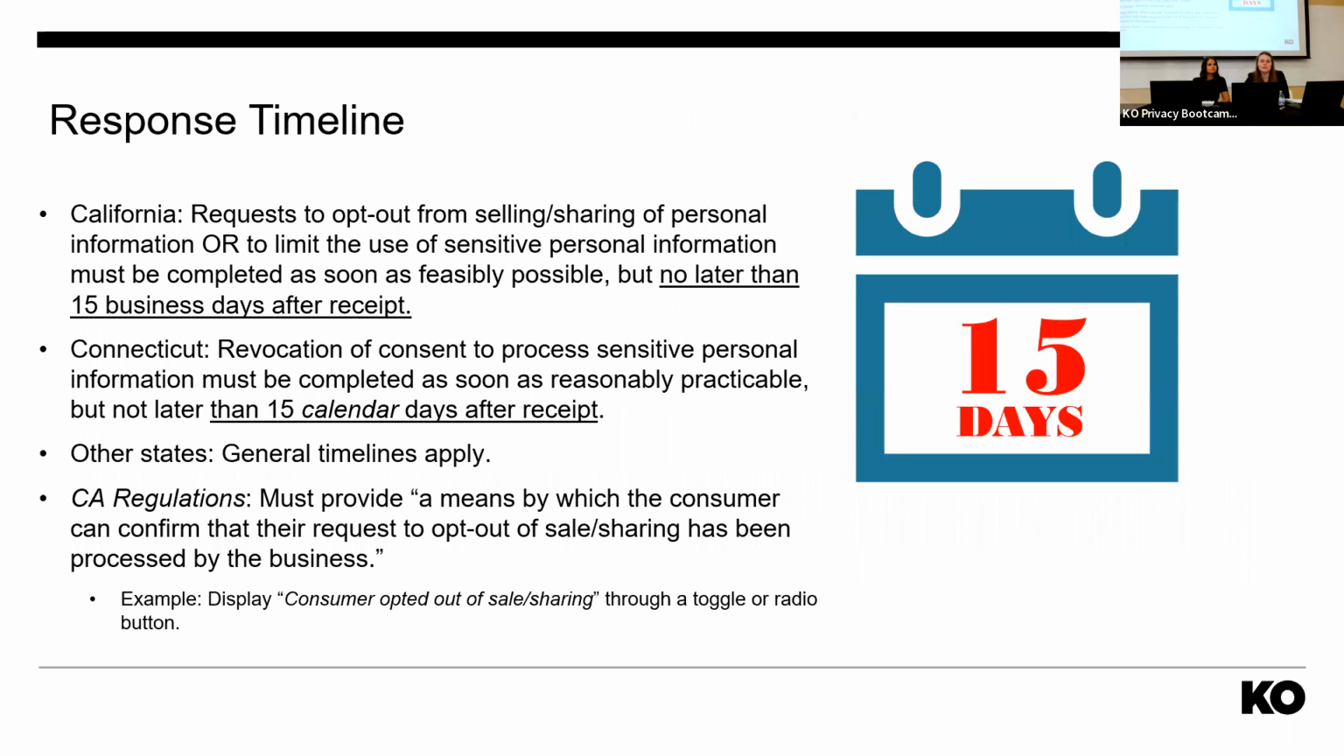And just real quick, the response timeline for requests. Some of the states don't provide a specific timeline for these opt-out requests, but in California, you have to operationalize these within 15 business days. In Connecticut, it's 15 calendar days. So it's just important to keep that in mind. Obviously, opt-outs made through a consent management platform should be immediate, but for instances where you might be collecting opt-outs for the manual sharing with targeted advertisers, sharing, or selling data, that needs to be completed within 15 days.